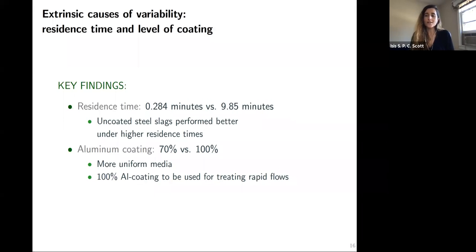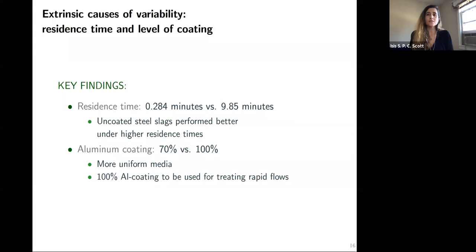And we saw that 9.85 minutes was already sufficient for uncoated steel slags to perform at their prime. For coated steel slags, we saw that they can perform under lower residence times, such as 0.28 minutes. And an unexpected impact of the aluminum coating was that we ended up with a more uniform media.